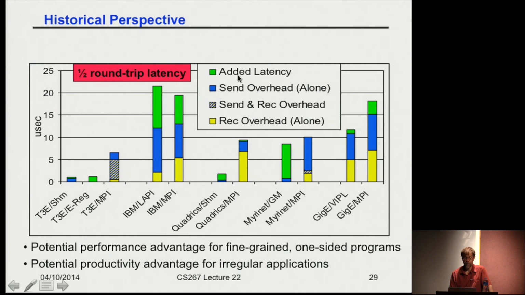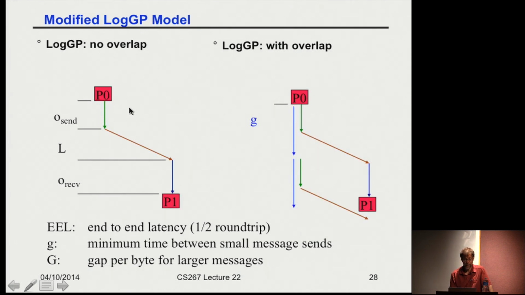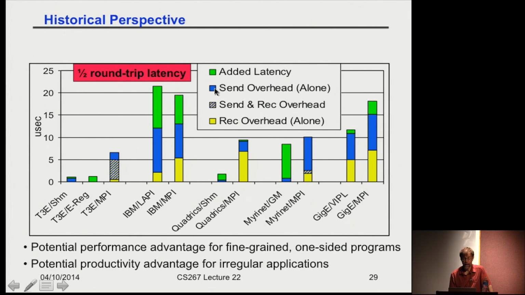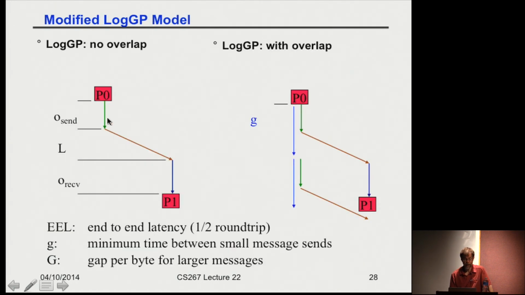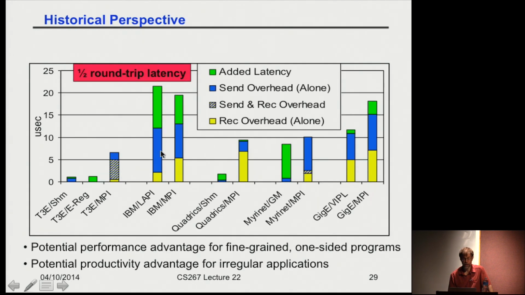And it's color coded by what is going on in this picture. So green is the latency. That's the time the network is actually busy, but the processors are not. The send overhead, that's when processor 0 is busy. So this time here, that's O send. And that's when processor 0 can't do anything else. And the yellow is the receive overhead, which is smaller. That's when the receiving processor is busy.